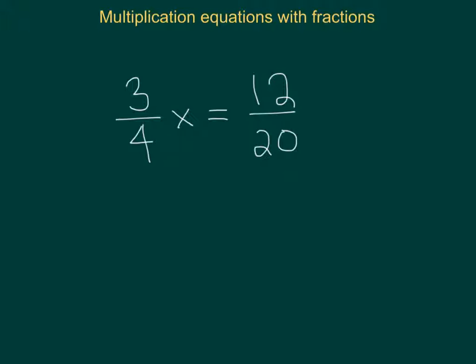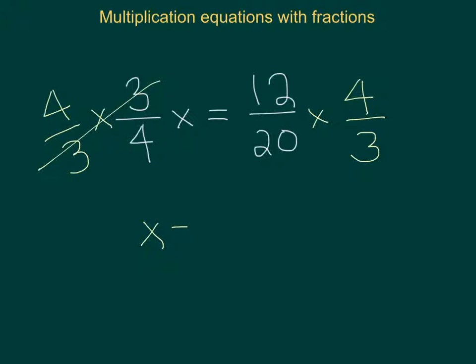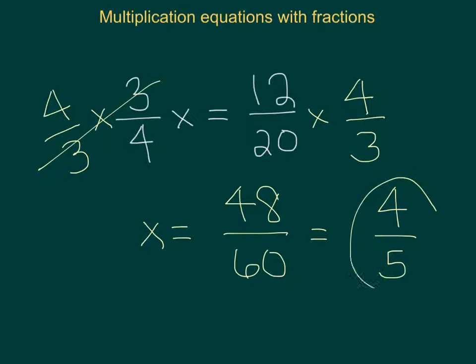So we have 3/4 times x equals 12/20. In order to divide the left-hand side by 3/4, we actually have to multiply it by 4/3. So that cancels out on this side. We multiply the other side by 4/3. And we get x equals 48/60. So now we have the 48/60, and you can simplify that down to 4/5 as your final answer.